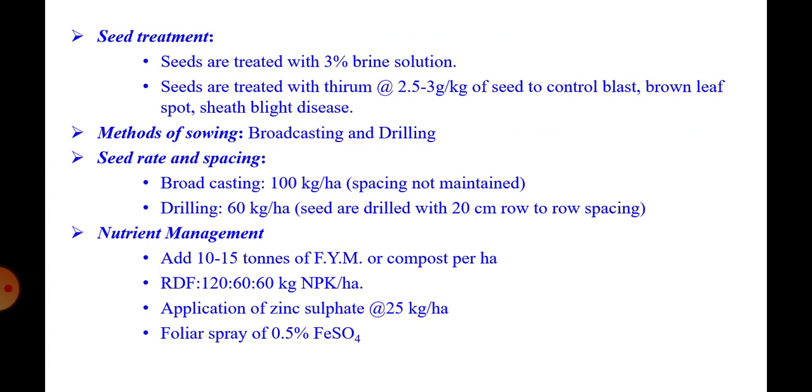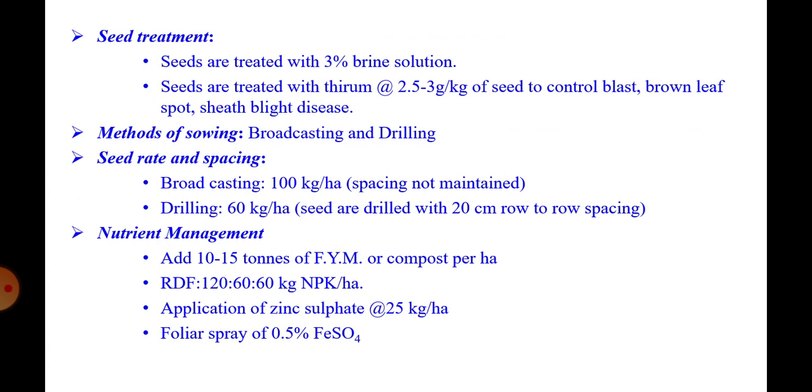Then methods of sowing: broadcasting and drilling. Seed rate for broadcasting is 100 kg seeds per hectare, in which spacing is not maintained, and in drilling 60 kg per hectare seeds are drilled with 20 centimeter row to row spacing.